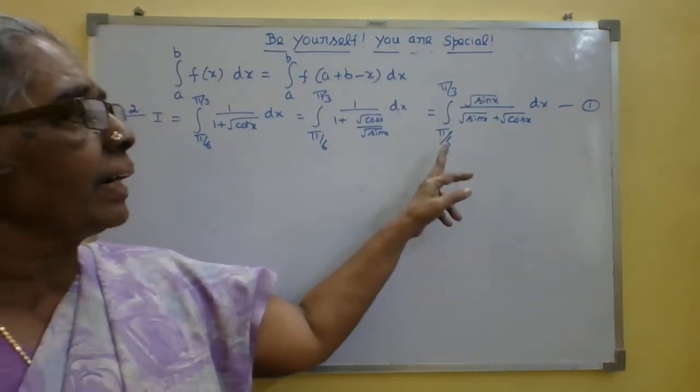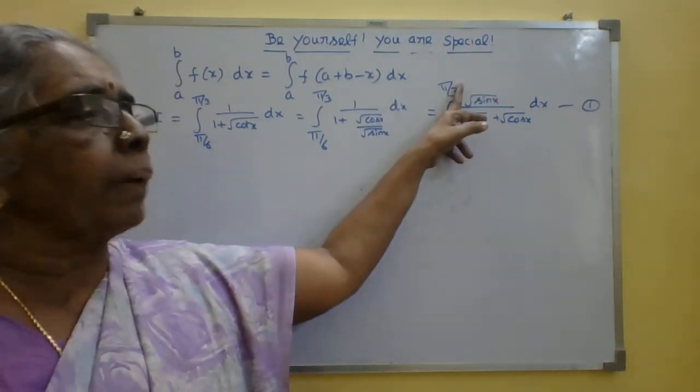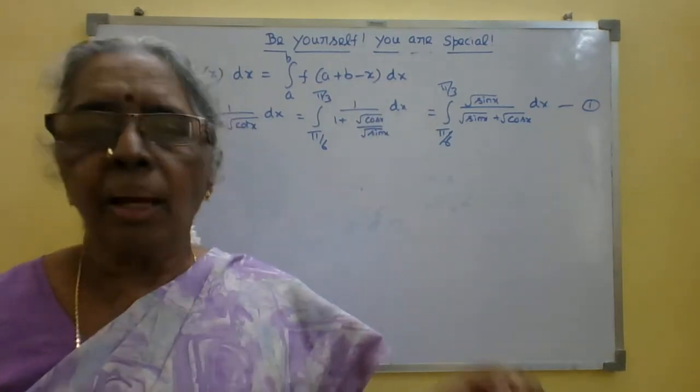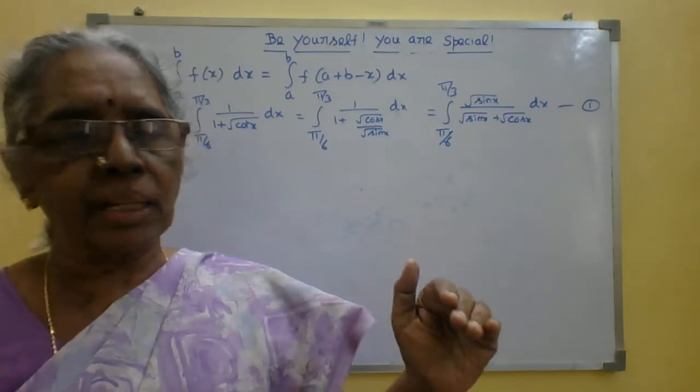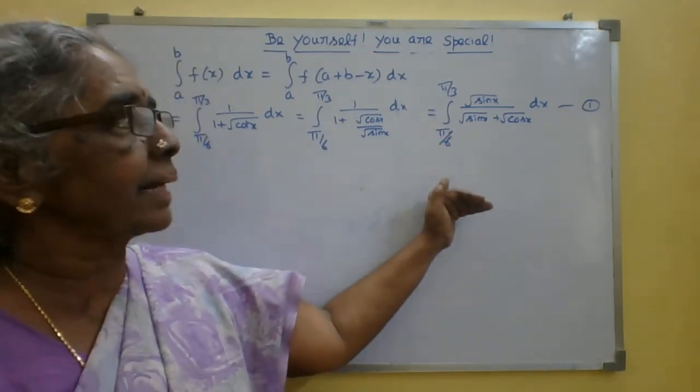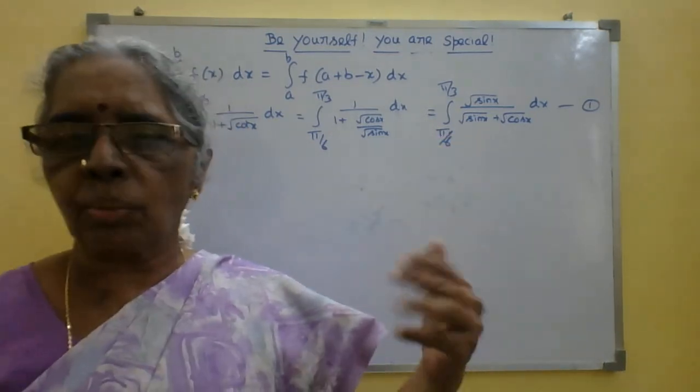Now, you know your a is pi by 6, b is pi by 3. What is a plus b? Pi by 6 plus pi by 3 is pi by 2. So, a plus b minus x will be pi by 2 minus x. You know sin pi by 2 minus x will be cos x.